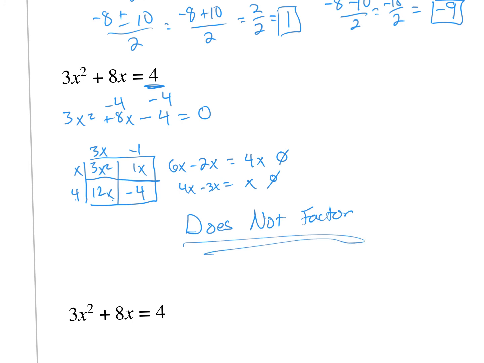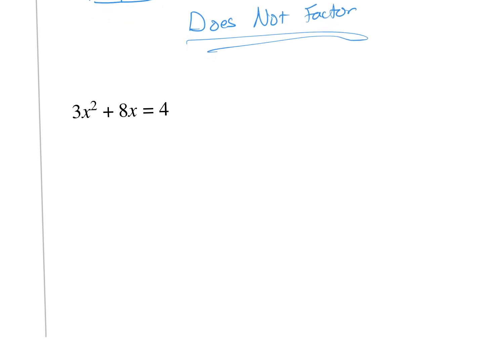So I can't factor to find that answer. I have to go to the quadratic formula, because the quadratic formula will always find the answer. So rewrite this: 3x squared plus 8x minus 4 equals 0. That's why sometimes factoring could be a waste of time, even though the quadratic formula might look like a longer method. So here A is 3, B equals 8, and C equals negative 4.